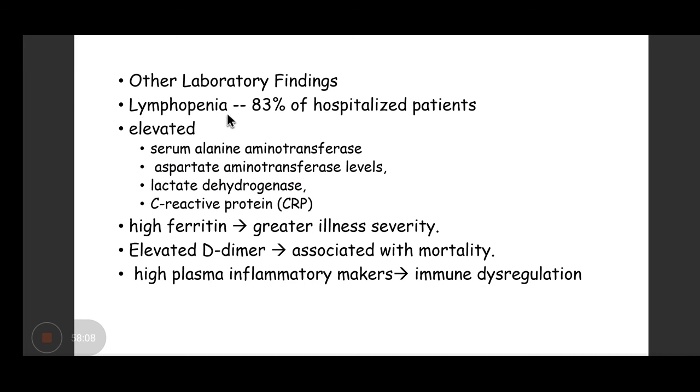Other laboratory findings: lymphopenia in 83% of the hospitalized patients, elevated serum alanine aminotransferase, AST, lactate dehydrogenase, C-reactive protein. High ferritin is associated with greater illness severity. Elevated D-dimer is associated with mortality, and high plasma inflammatory markers are the marker for immune dysregulation. Because it is said the main pathology in infection is the immune dysregulation instead of virus causing the lysis of pneumocytes.